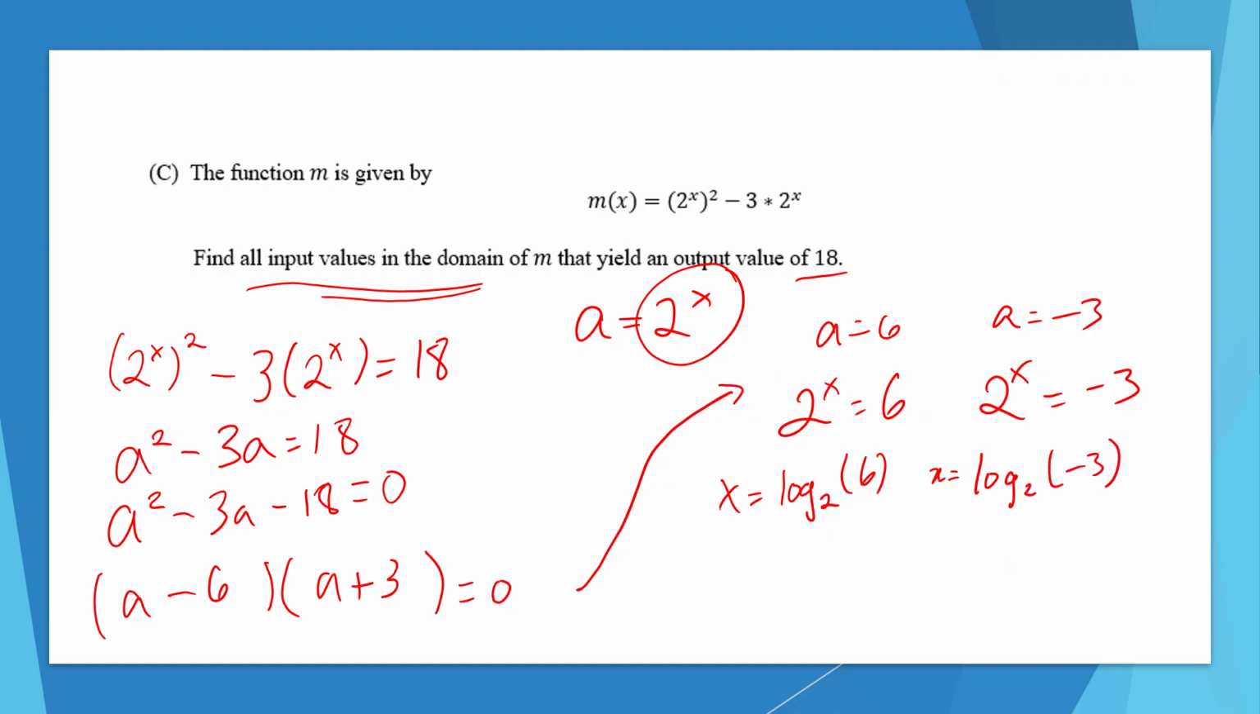However, with a negative, you can't do that, so you can't take the log of a negative number. So that would provide no solutions from that equation. But for this, there's no simplifications we can really make, so that is just going to be our answer. X is equal to log base 2 of 6. And if you have that, that should be good enough there.